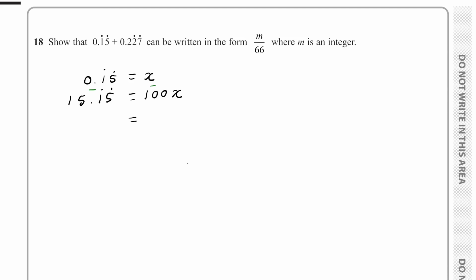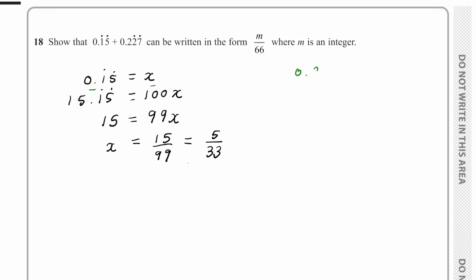100 x's take away 1x is 99 x's. 15.151515 take away 0.151515 is just 15. So divide both sides by 99. X is 15 over 99. They're both in the 3 times table. 5 over 33.